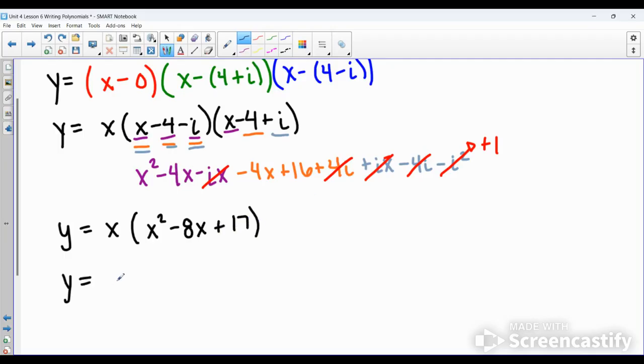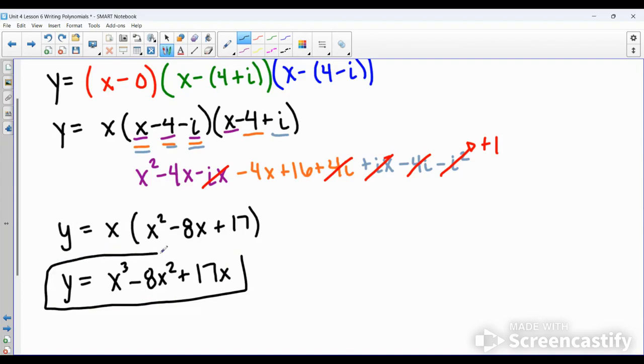So one more set of distribution to distribute this x, and that is our polynomial that has a root of 0, 4 plus i, and 4 minus i.